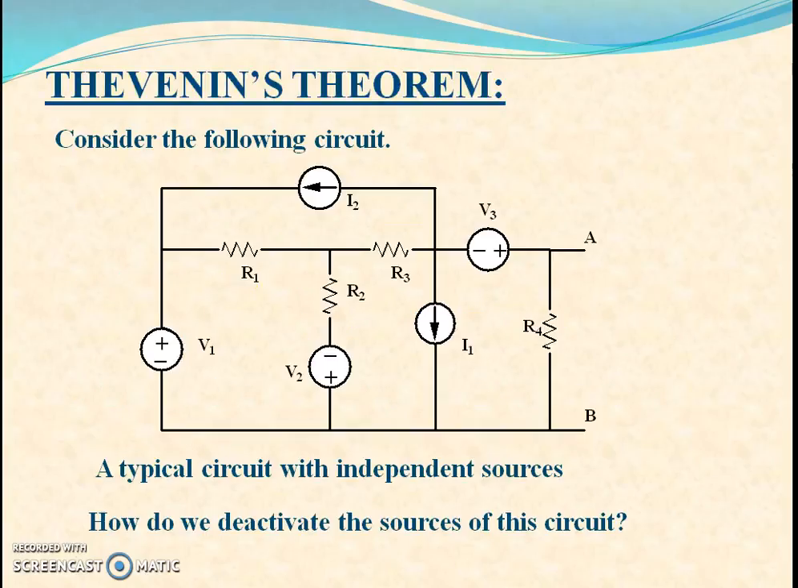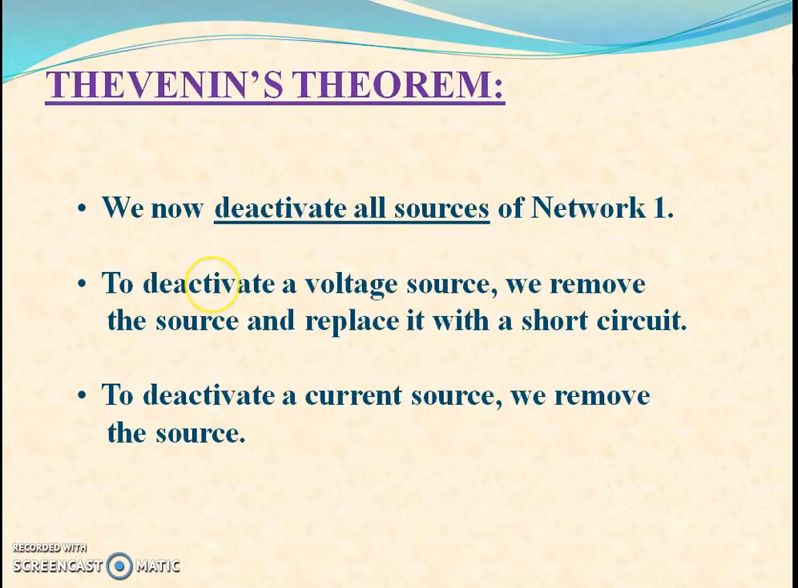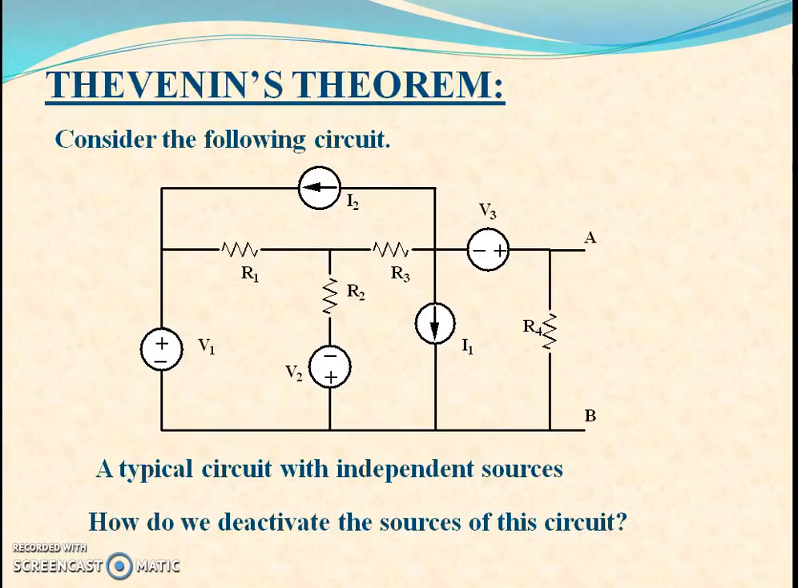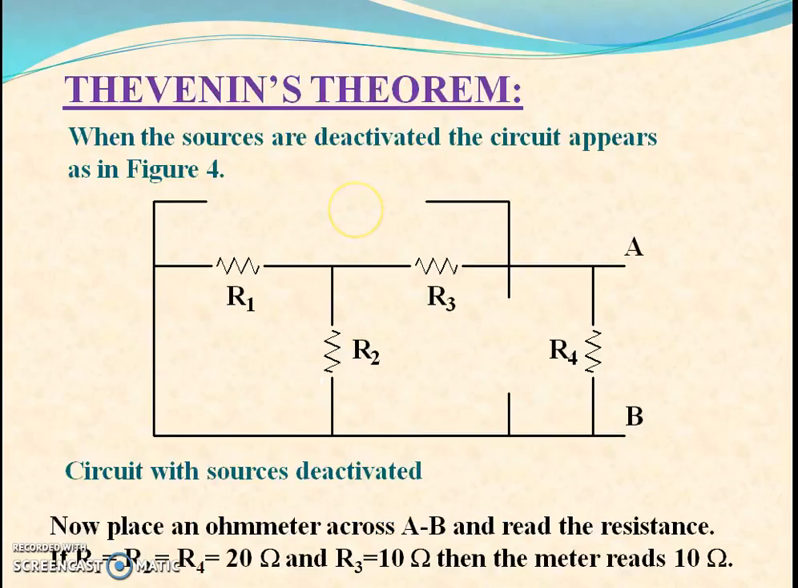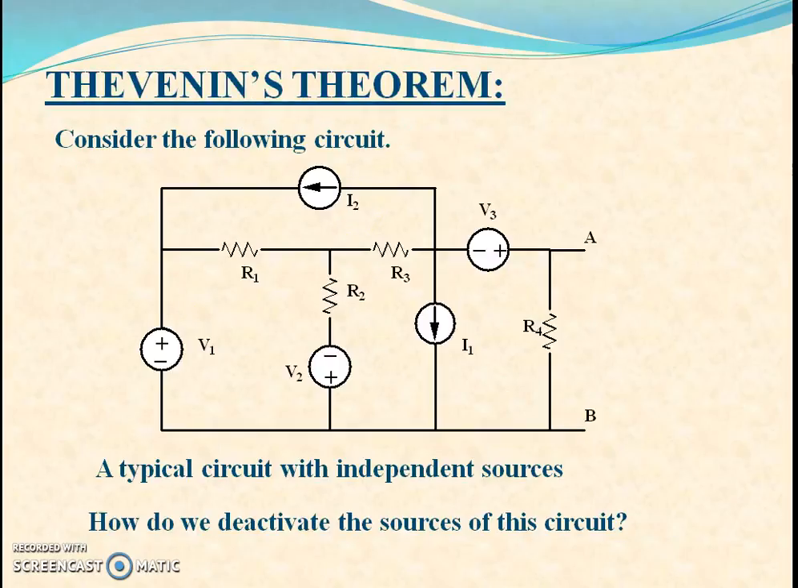Now deactivate all the sources of network 1 and the resultant will be a simple resistive network, for which we can find the equivalent resistance across the terminals A and B. Let us take an example of the following circuit, which consists of 3 voltage sources and 2 current sources.